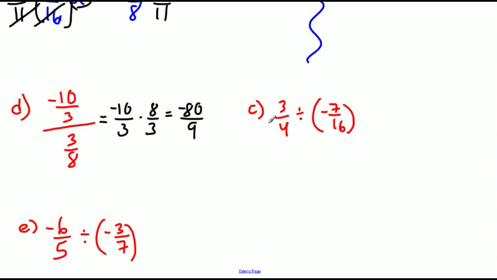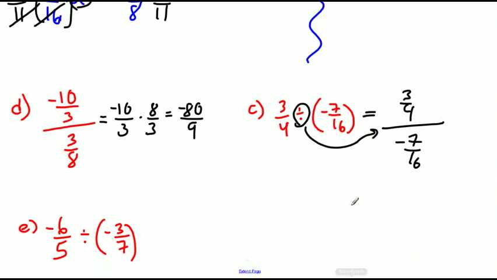I just want you to not think that there's any difference between these two. These are the exact same problem. I can rewrite this as 3/4 divided by negative 7 over 16. See how this is the same as that? I just took this division symbol and made it a fraction bar. So we're going to do the exact same thing that we did over here.